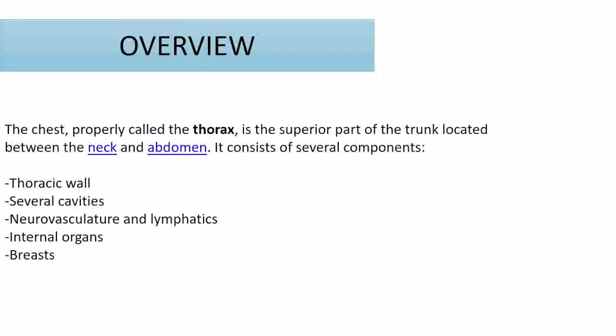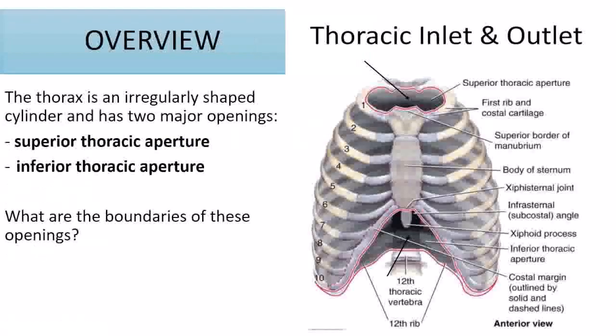Okay, the chest, properly called the thorax in anatomy, is the superior part of the trunk located between the neck and the abdomen. So it consists of several components. You have the thoracic wall, cavities like the pleural cavities, neurovascular bundle, the nerves, veins, the arteries, the lymphatics, the internal organs such as the heart, the lungs, and the breast, of course, which are more prominent in women.